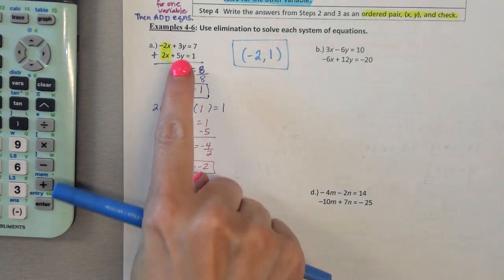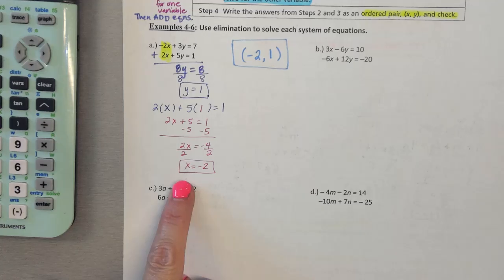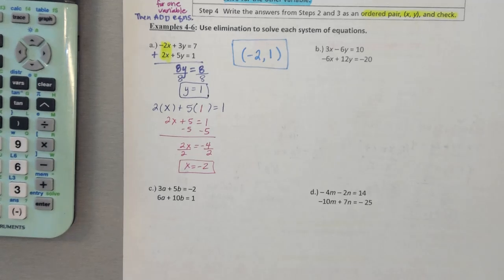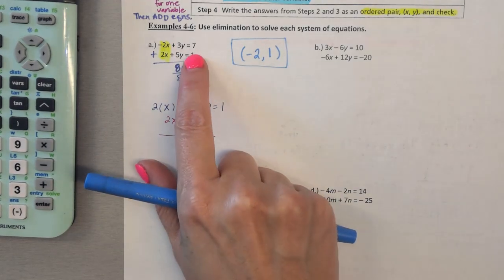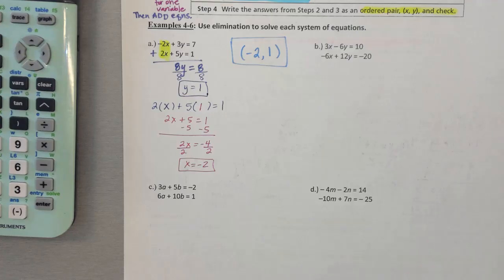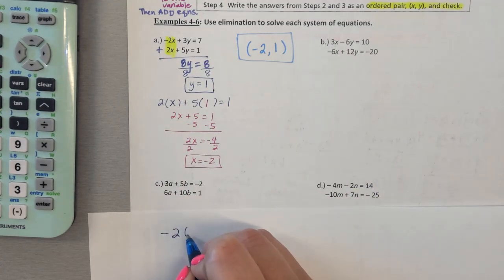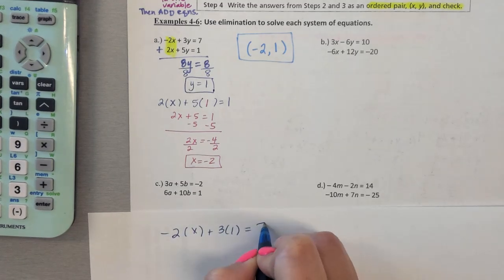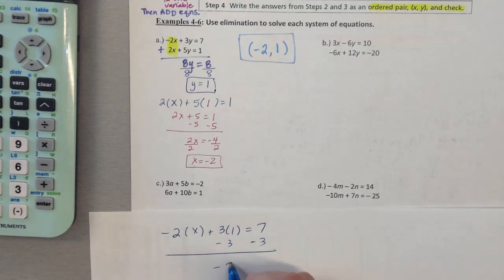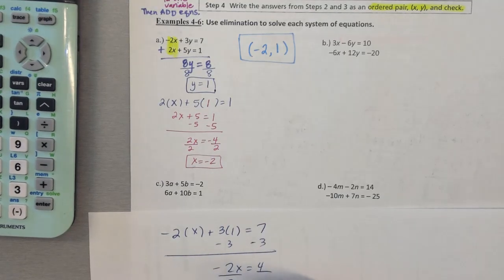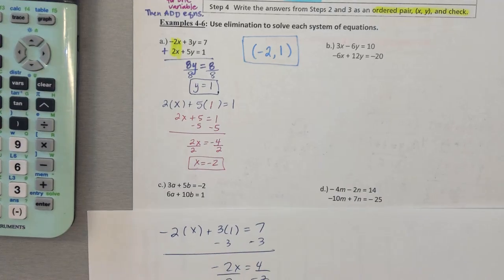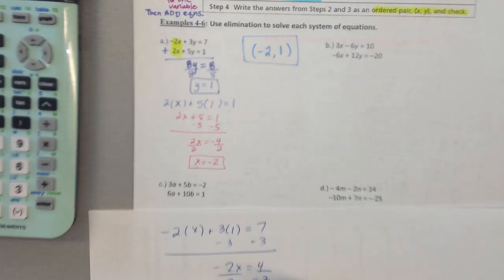Okay, questions for me on that part? No, if you subtract 3, you'll have negative 2x equals 4. Yep, if you plug it into, wait, say that again louder. He said you were right. Okay, so if you minus 3, and then you get negative 2.